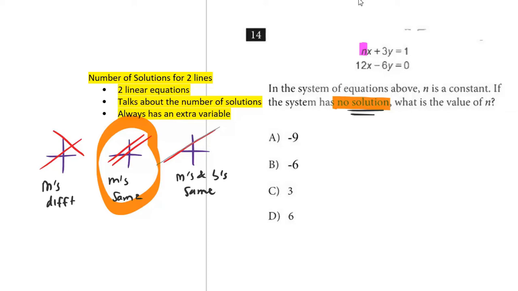And so, in order to mathematically show that, we need to get both of these equations into a y equals mx plus b format. Then we can just find the 2 slopes, and if they're supposed to be the same, then we can make them the same. We can set them equal.